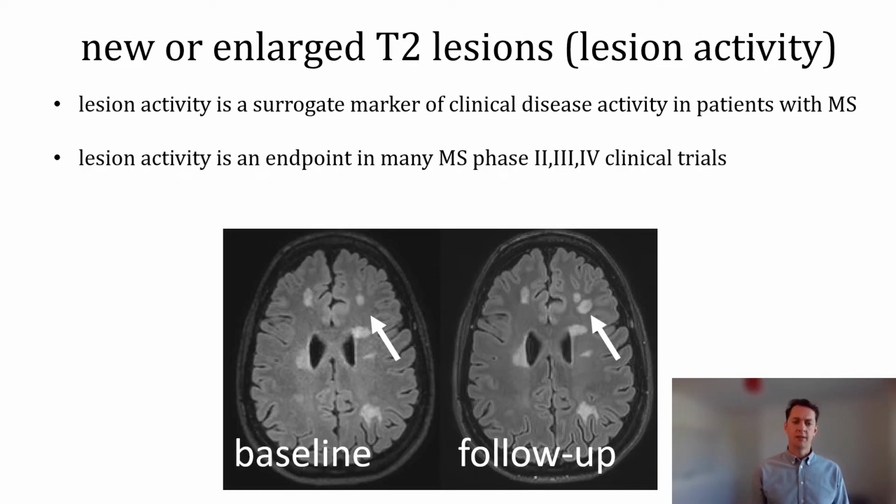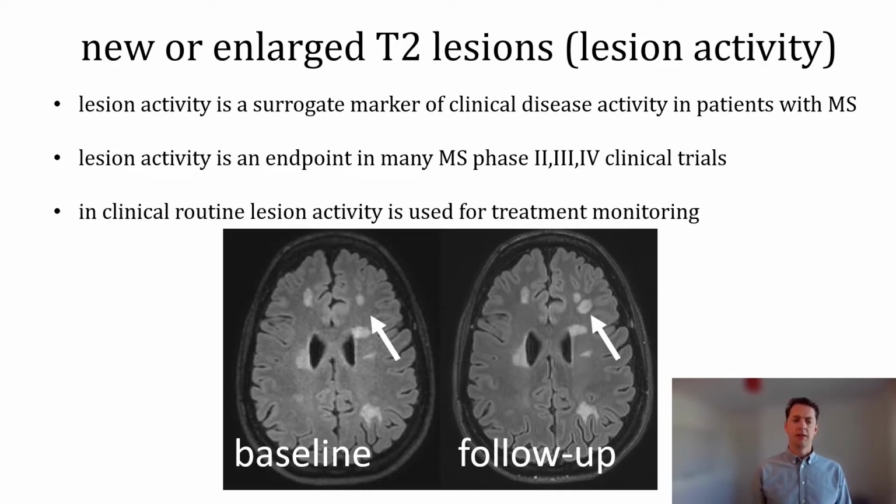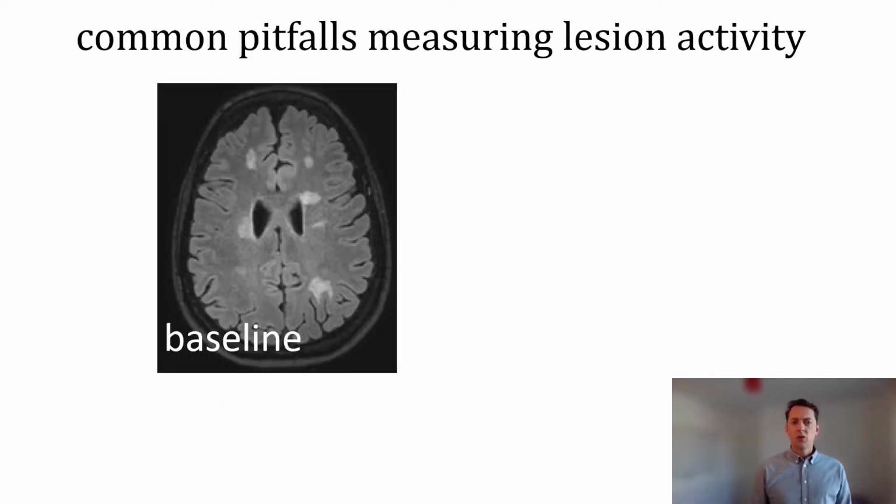This is also the reason why lesion activity is an important endpoint in many clinical MS drug trials. In clinical routine, lesion activity is used for treatment monitoring. If lesion activity is identified on the current MRI, the current treatment might not be optimal and a change in therapy regimen might be an option. How do we practically measure lesion activity?